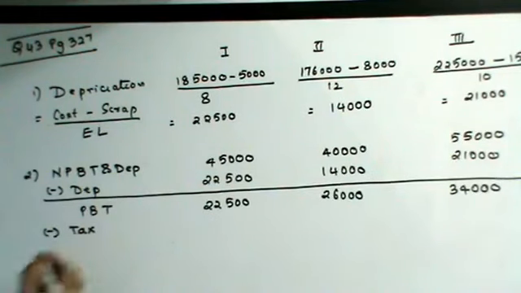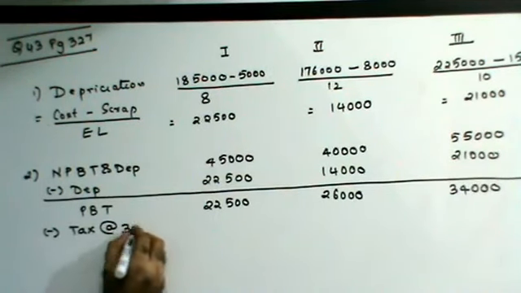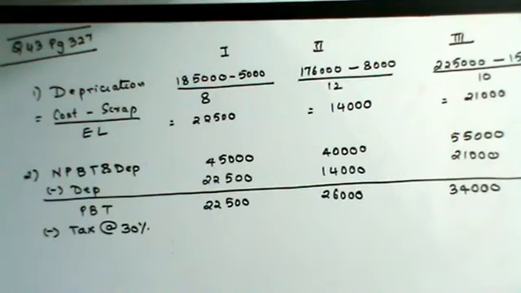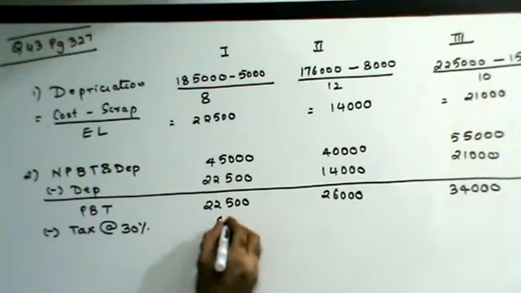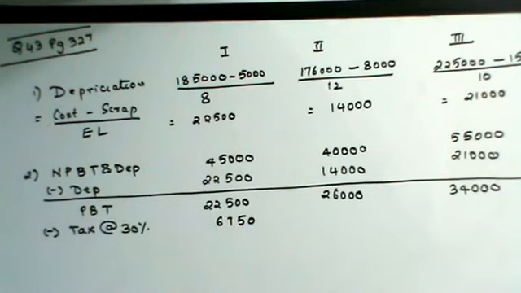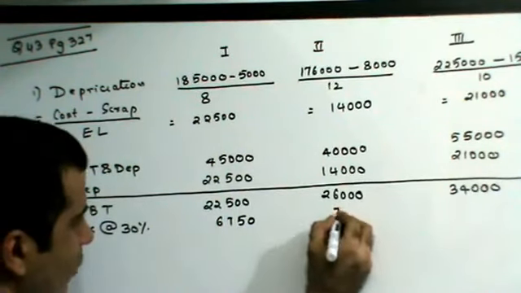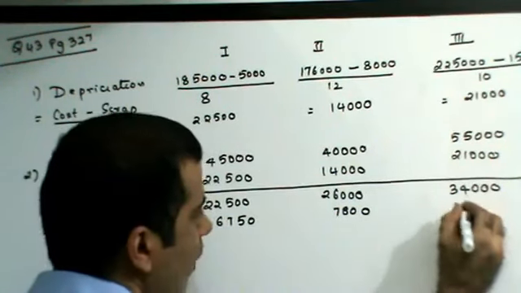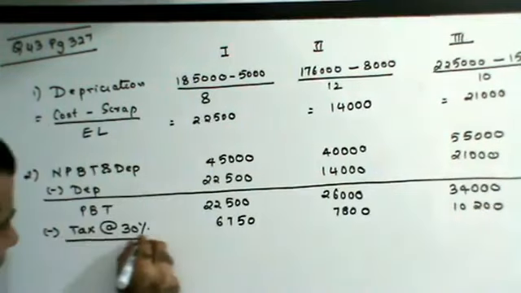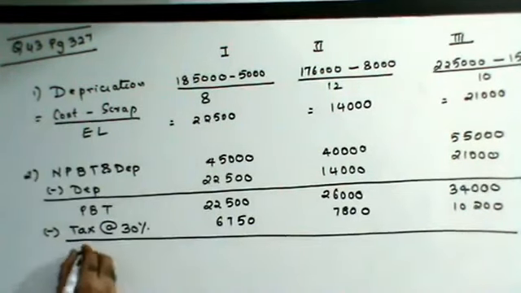Less tax. Now, what is the tax rate given to you guys? The tax rate is given to you as 30%. So you have to calculate your tax on your PBT. So tax at the rate of 30% on 22,500 will be 6,750. On 26,000 will be 7,800. On 34,000 will be 10,200. Once I have this, then I will get my PAT, profit after tax.